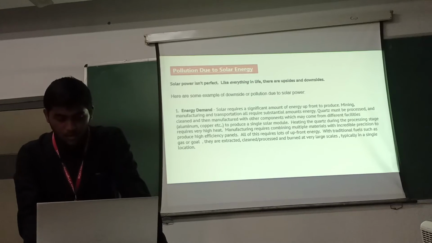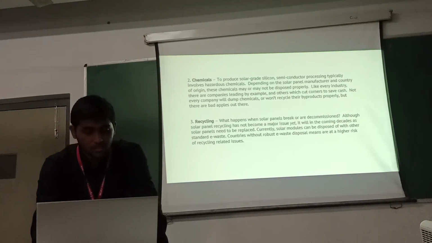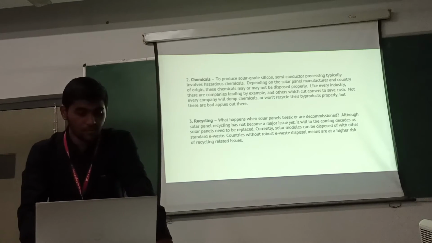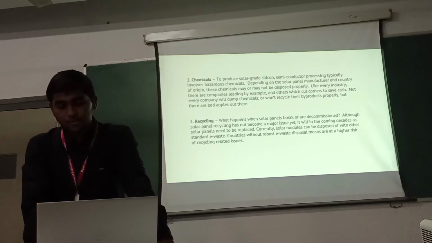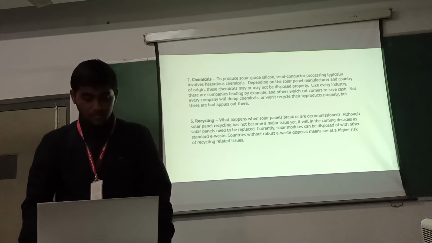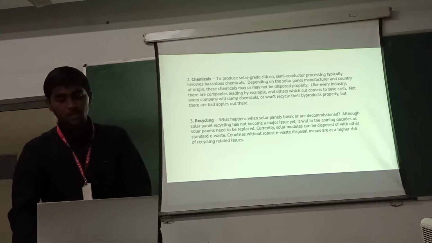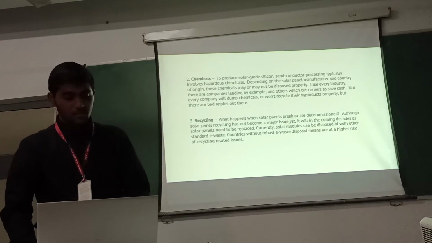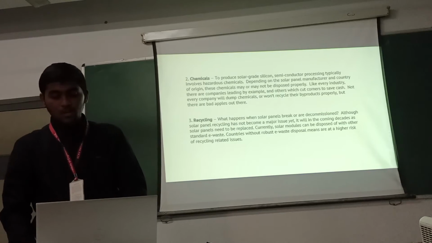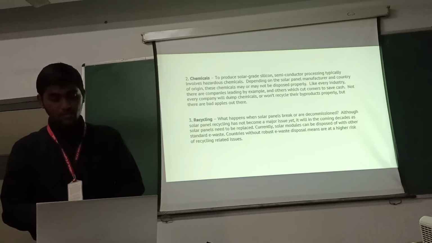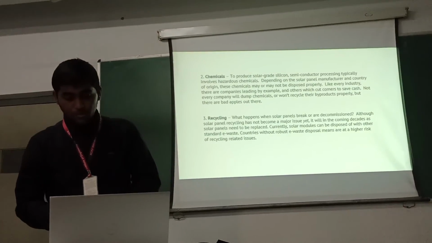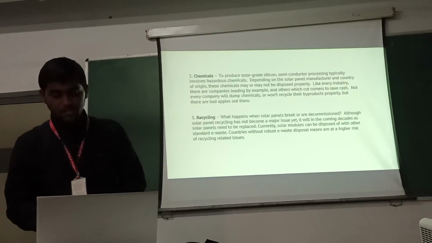Number two, chemicals. To produce solar grade silicon semiconductors, processing typically involves hazardous chemicals. Depending upon the solar manufacturer and country of origin, these chemicals may or may not be disposed of properly. Like every industry, some companies lead by example and others cut corners to save cash. Not every company will dump chemicals or fail to recycle their byproducts properly, but there are bad actors out there.